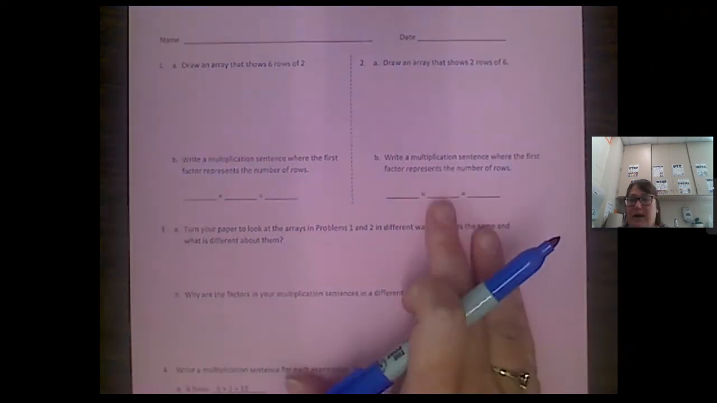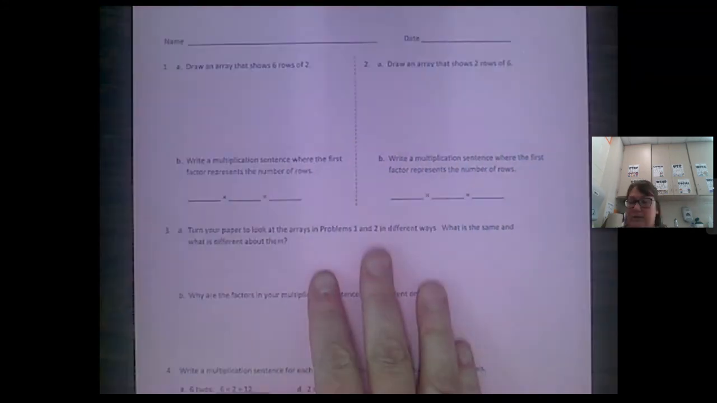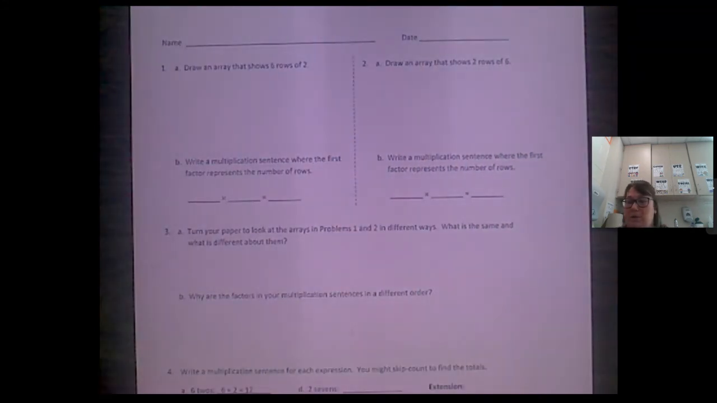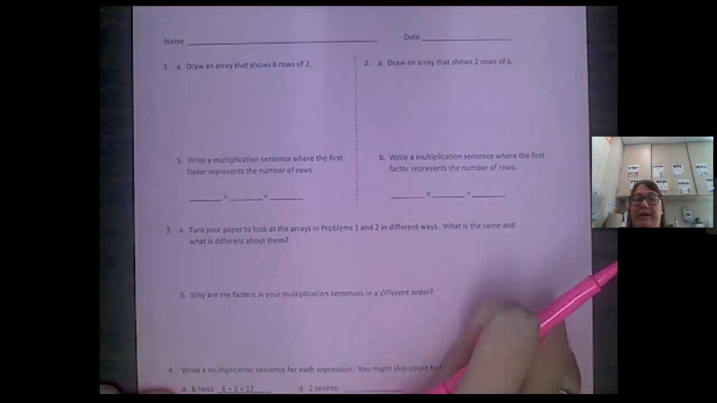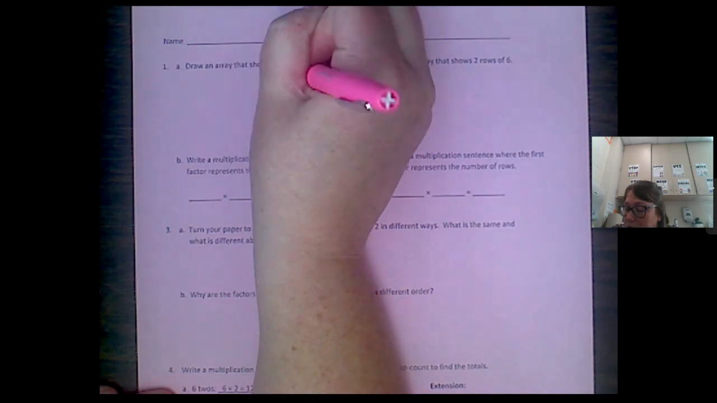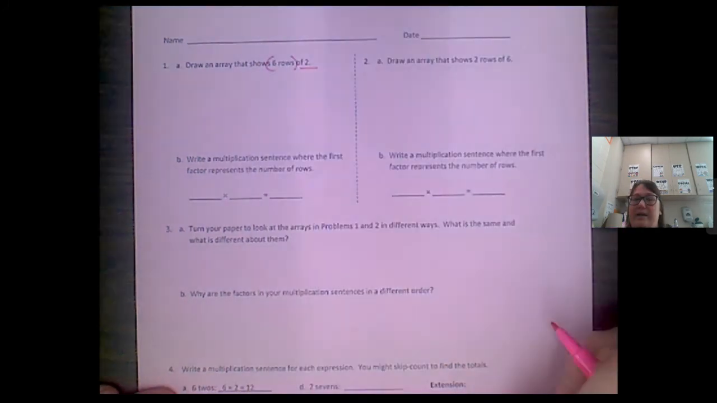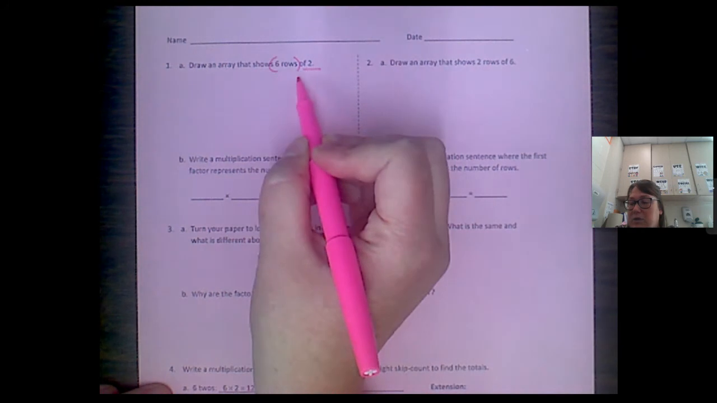So if you need to pause it and grab it, you need your pencil. Let me get a different one because that permanent marker will go right through to the other side. Are we ready to roll? Good, and you can always pause it if you need to. Okay, so number 1A says draw an array that shows 6 rows of 2. And I kind of, instead of just putting parentheses around that whole thing, I separated out 6 rows of 2.